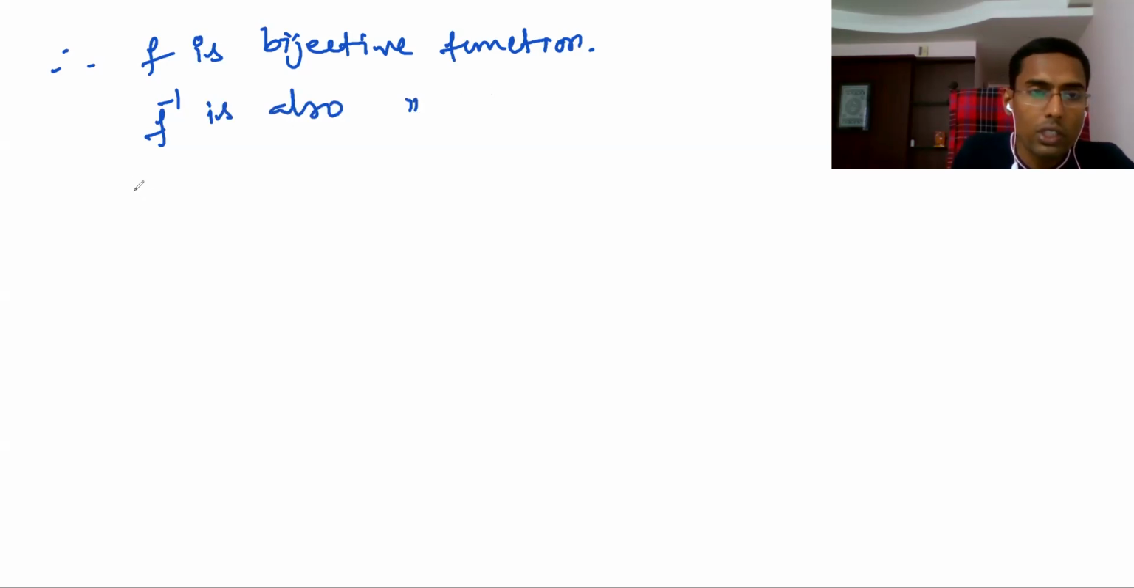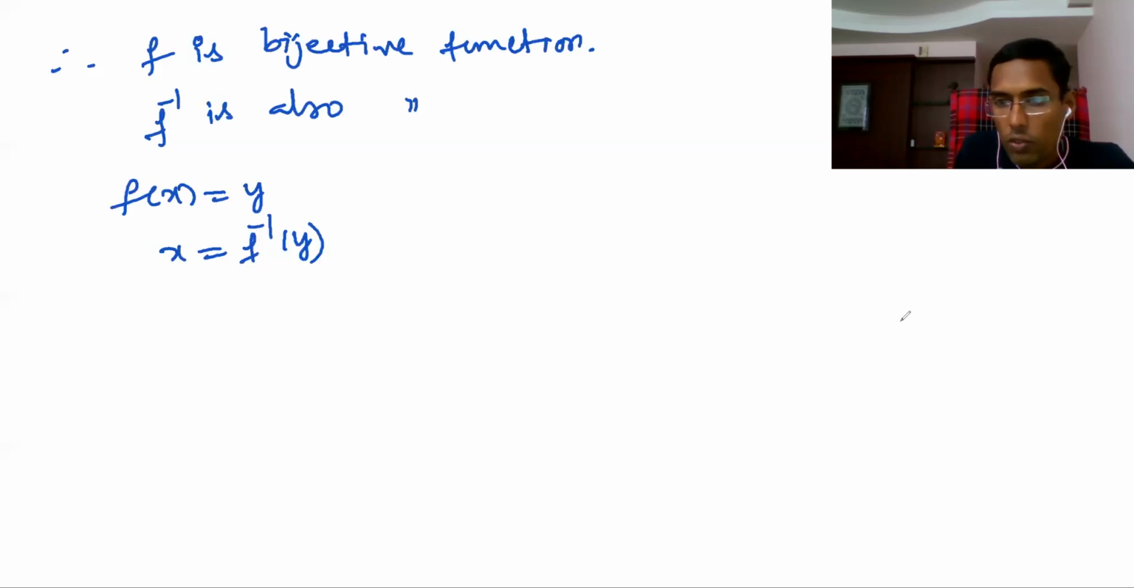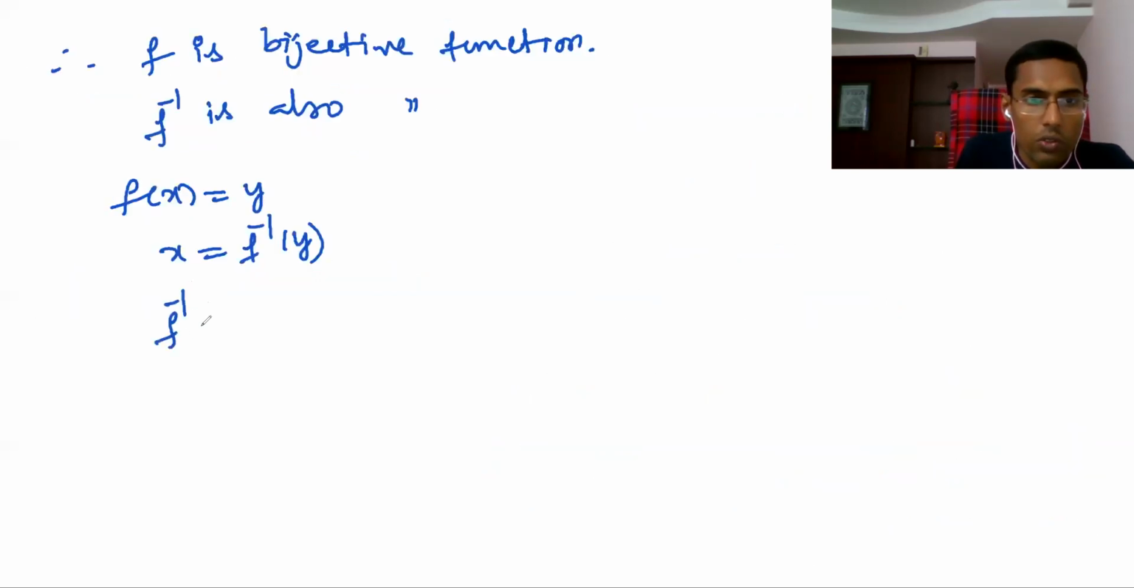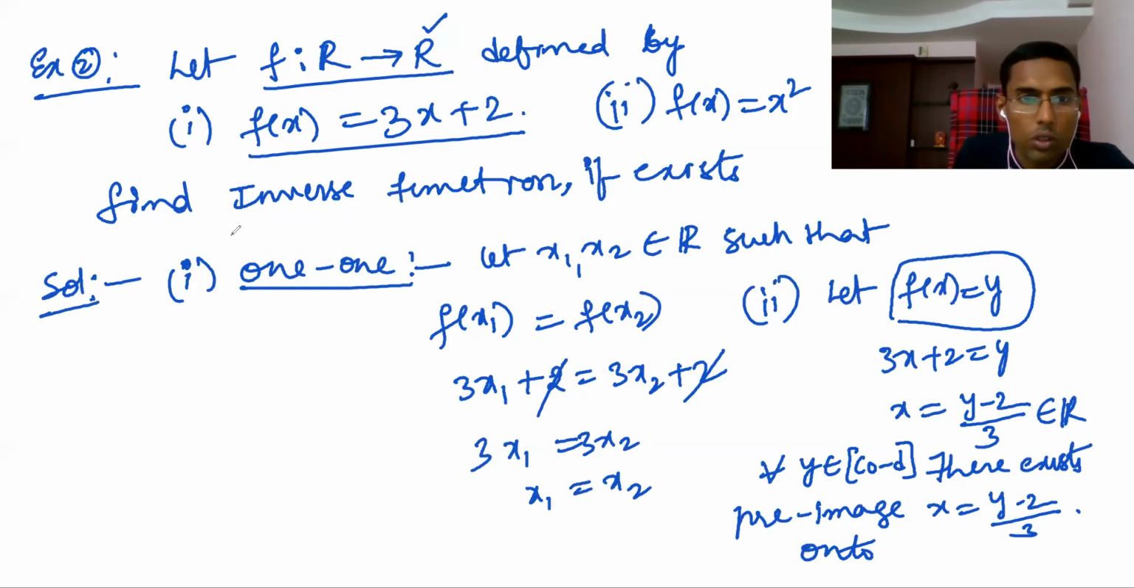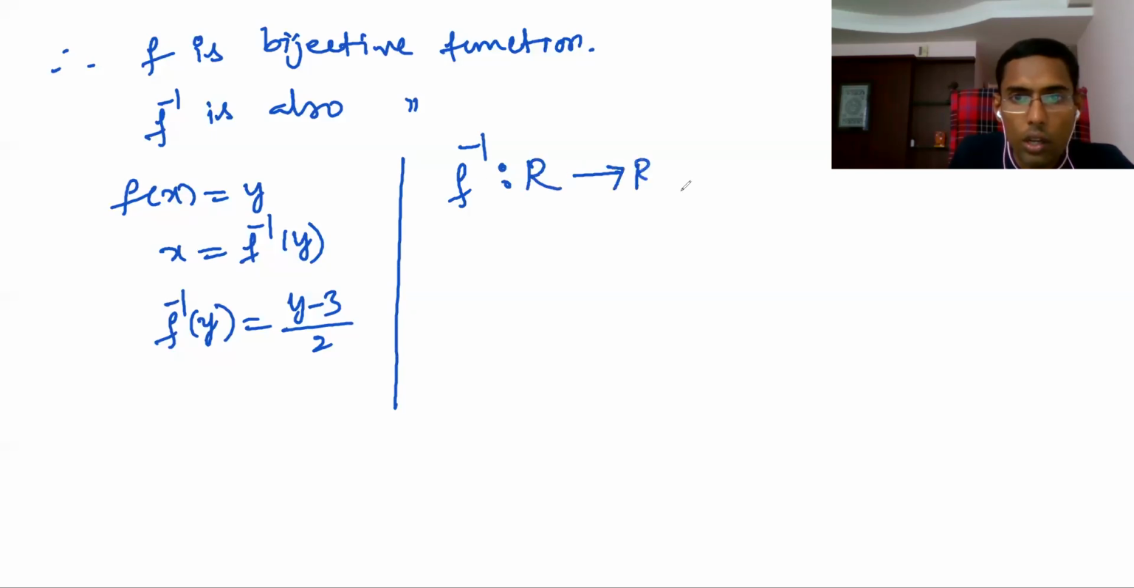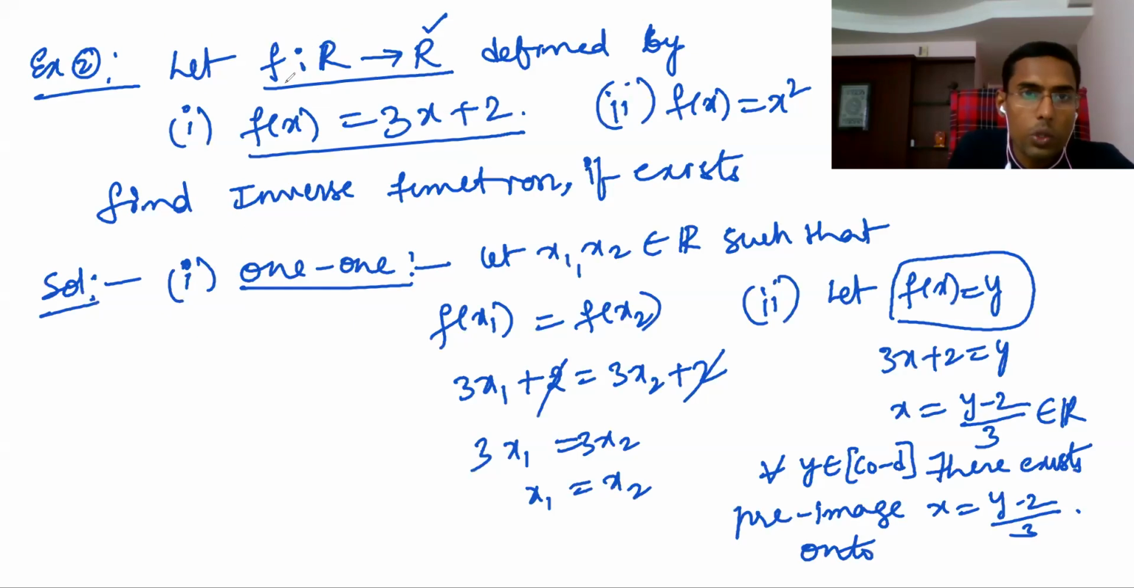Therefore, what is f inverse of x? I told you f of x equal to y, then x becomes f inverse of y. So f inverse of y equal to what? x. What is x? x equal to y minus 2 by 3. Simply, what does it mean? f inverse is also a function from B to A. B to A means R to R. Here A is R and B is R, so A to B means R to R, and B to A is also R to R.